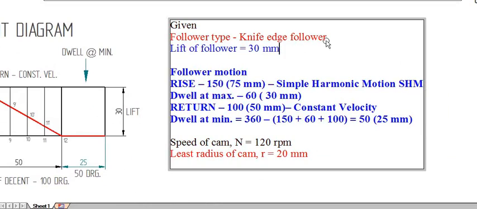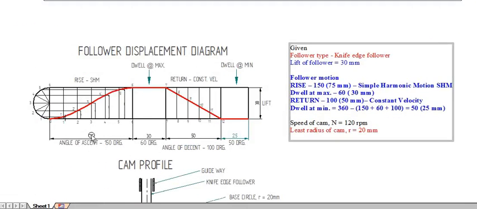The follower type is knife edge follower. Lift of the follower is 30 mm. That is taken in the y-axis of the follower displacement diagram. And the motion of the follower: rise for 150 degree using simple harmonic motion, dwell for 60 degree, return for 100 degree using constant velocity, dwell for the remaining 50 degree. That is also shown in this diagram. Based on that, I have drawn the follower displacement diagram.